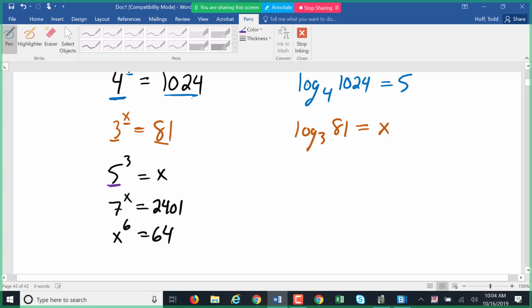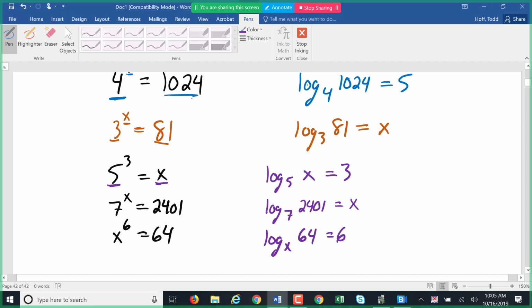So the base of the exponential becomes the base of the log. So this is a log base 5. The object of the log is the solution from the exponential, so x is the object. The power of the exponential is the solution of the log. That's log base 5 of x equals 3. The second one, that's log base 7 of 2,401 equals x. And finally, the last one, that's a log base x of 64 equals 6.